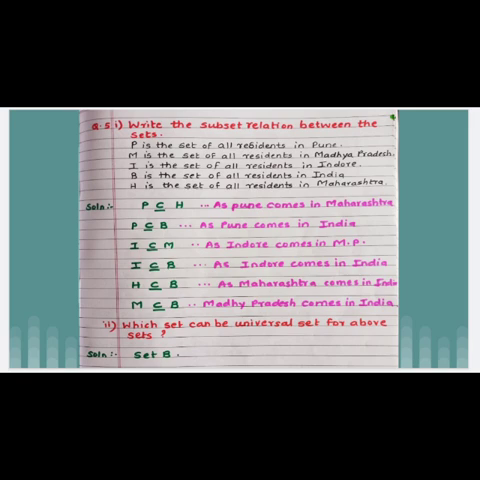Now they ask the second sub question. Which set can be the universal set for the above? Now students, you can observe the sets carefully, and from these sets, whichever is the biggest one, that is the universal set. So that means India is the biggest. So India is shown by the set B. Hence set B is the universal set.